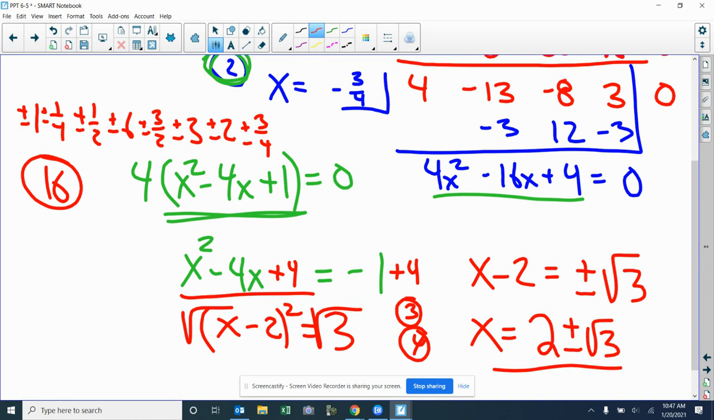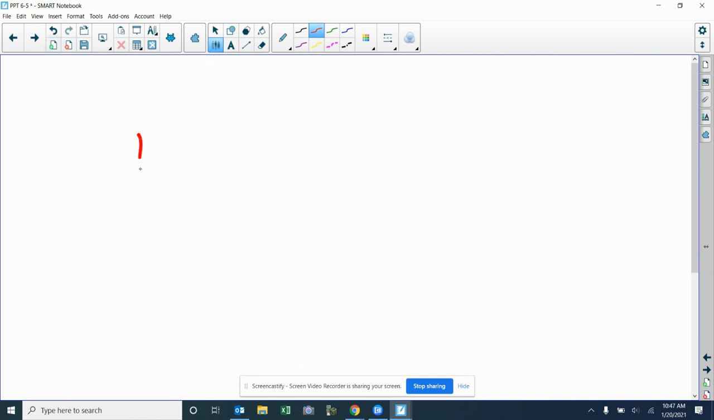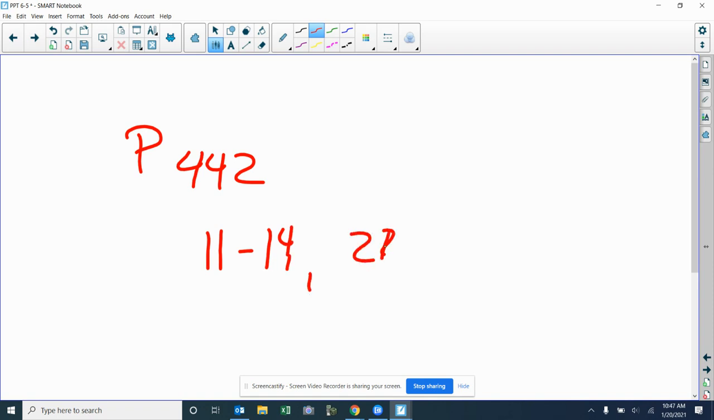We just have a couple problems to decide. I think it's page 442, 440 something, 442 or 443, 11 through 14. And see if you can try 21 through 22.